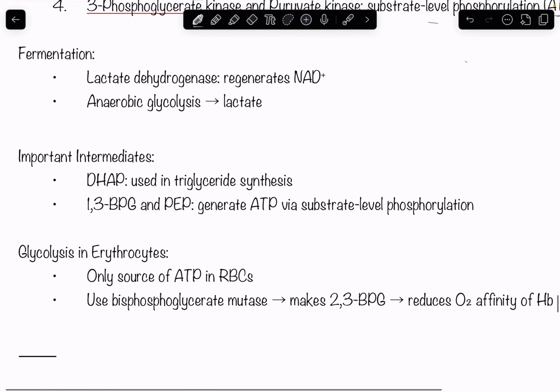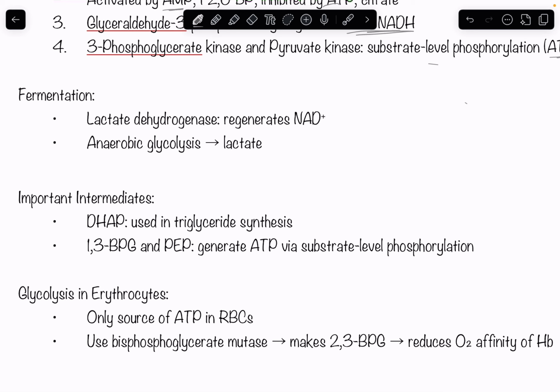So next we have fermentation. The reason why it happens, the goal is to regenerate NAD+. Okay, so fermentation happens when you have too much NADH. So if you have high NADH, you're going to go into fermentation because you would like to regenerate NAD+. Okay, anaerobic glycolysis leads to lactic acid fermentation.